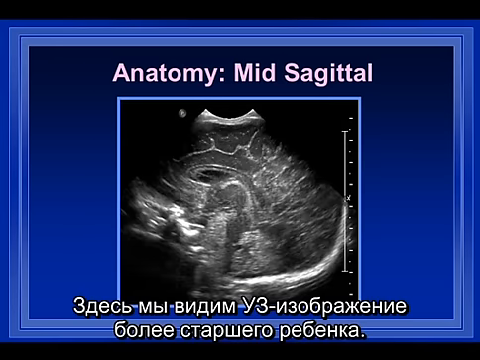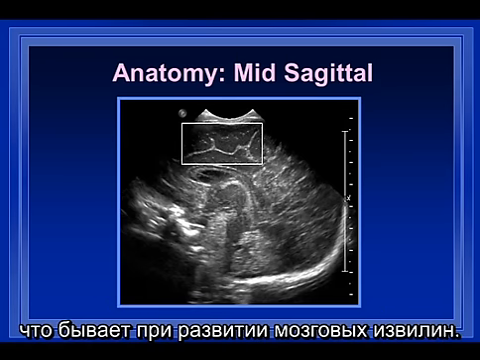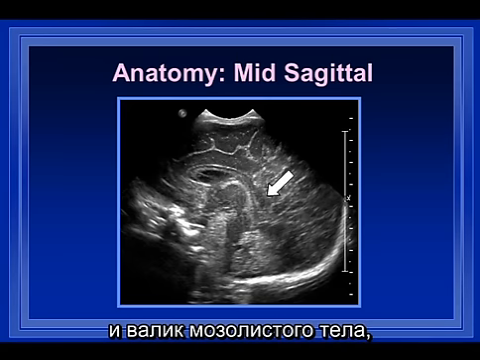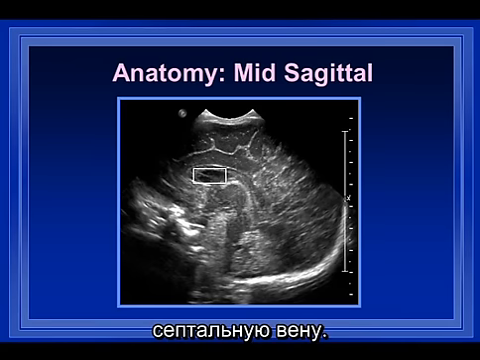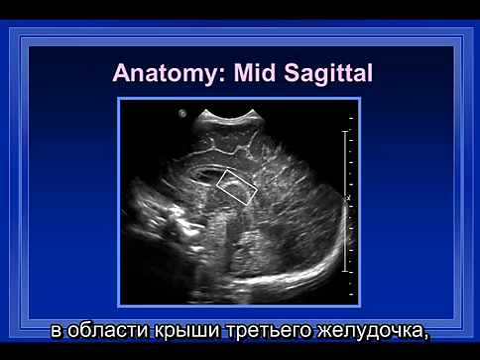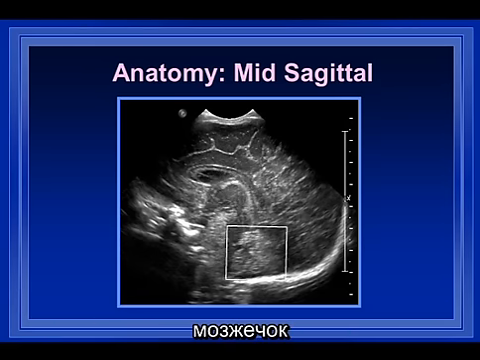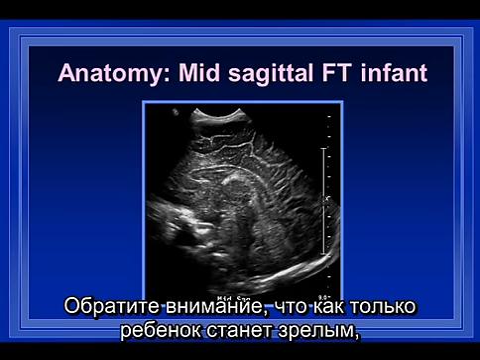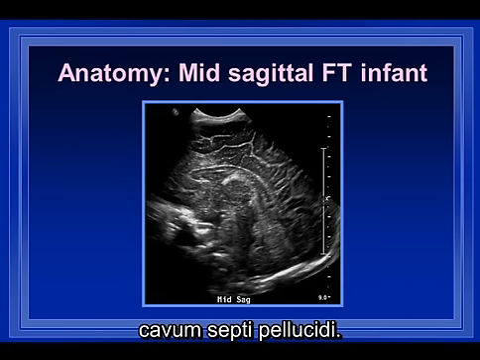This is a baby who's somewhat more mature. You can see that there are more convolutional markings. They're a little bit serpiginous, which happens as they develop. And here we have the genu, the body, and the splenium of the corpus callosum, with a remnant of the cavum septum pellucidum. This line that you see centrally represents a septal vein. Again, choroid plexus in the roof of the third ventricle, the aqueduct, the fourth ventricle, the brainstem, cerebellum, and cisterna magna. Notice that once the babies become full term, there is less visualization of the cavum septum pellucidum.